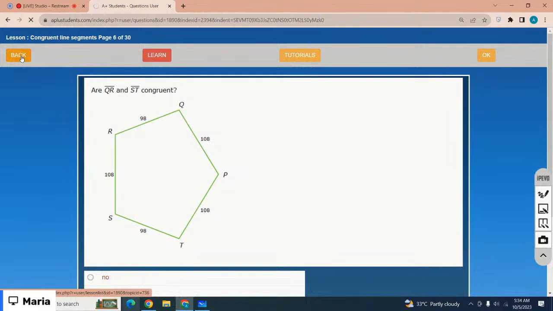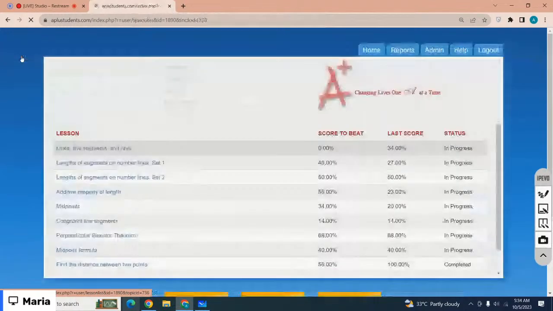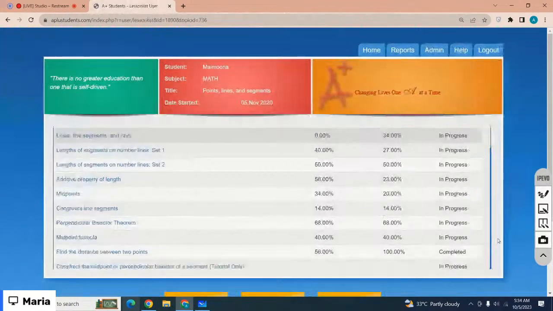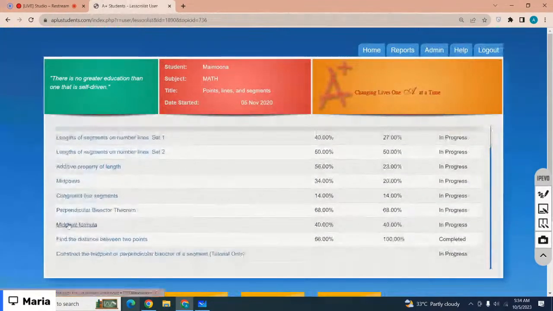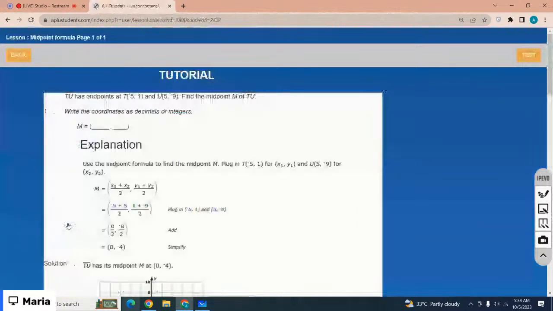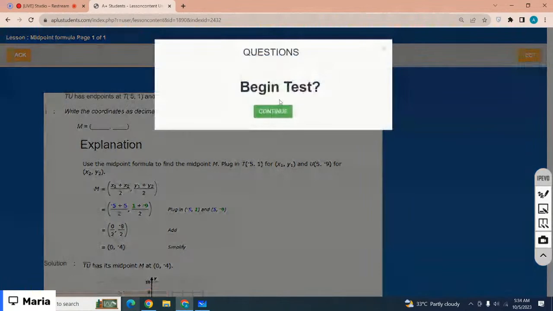That is the midpoint formula, right? We'll cover the perpendicular bisector theorem and the other lessons in the next session. Let's just see the midpoint formula. Given the endpoints of a line segment, how do you calculate the midpoint? You add their x components and divide by 2, and then add their y components and divide by 2. You will get the midpoint, right? Let's start with the practice question.